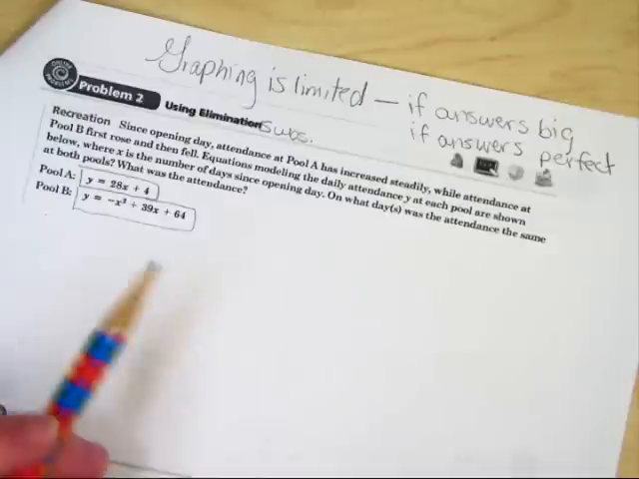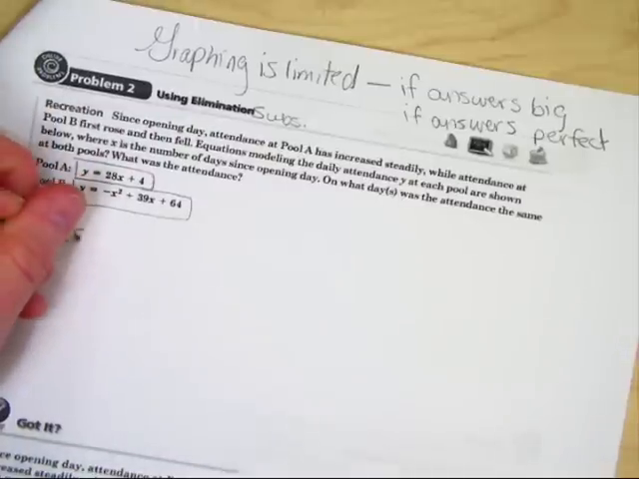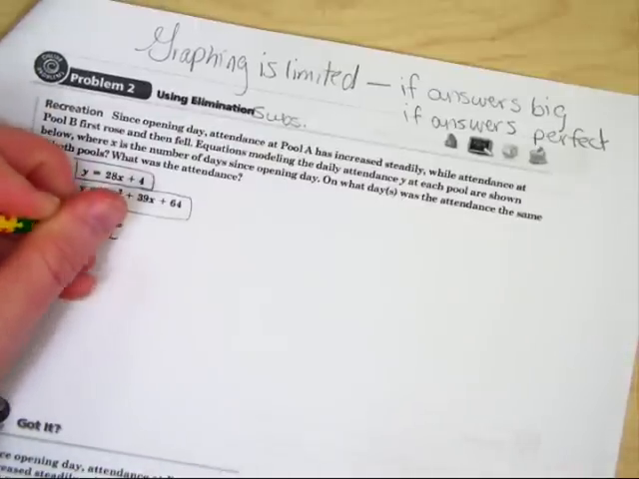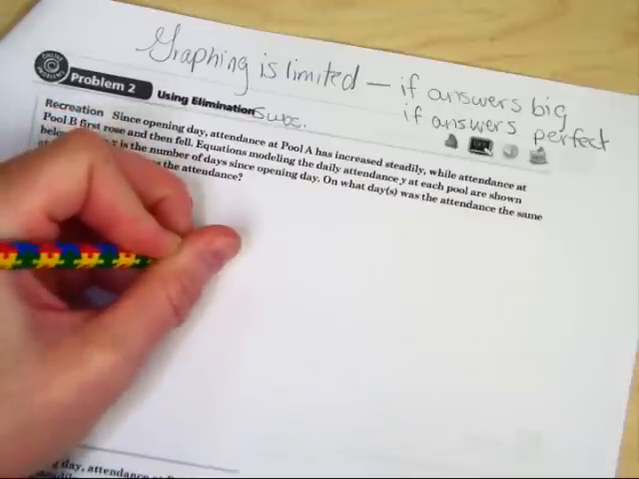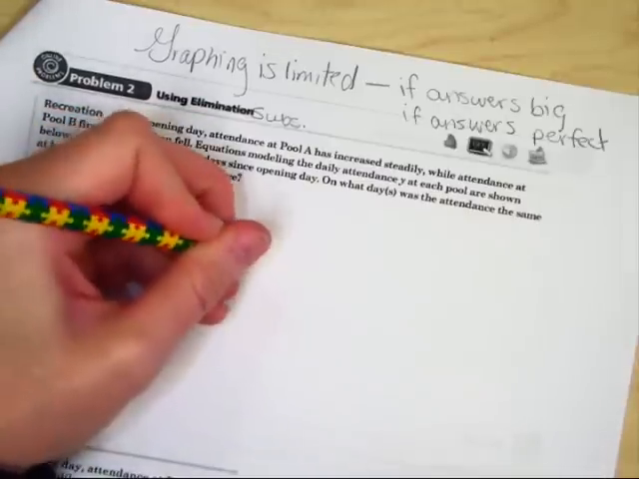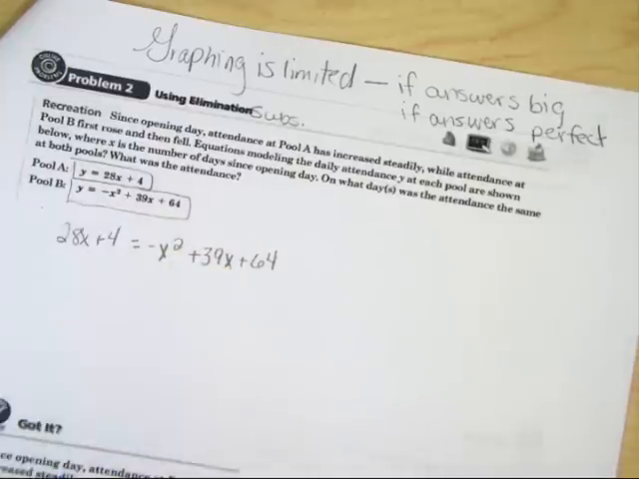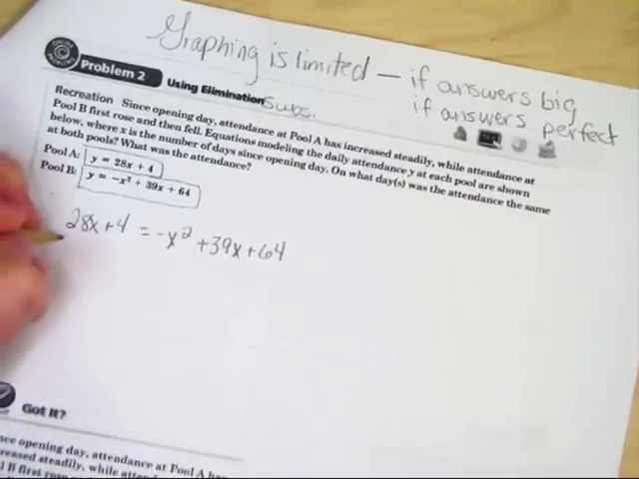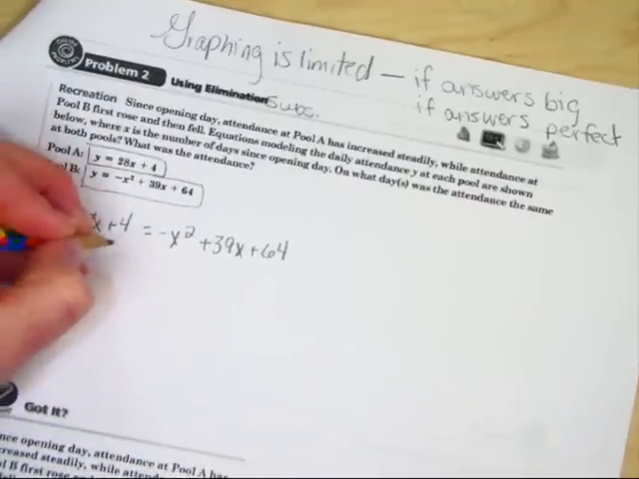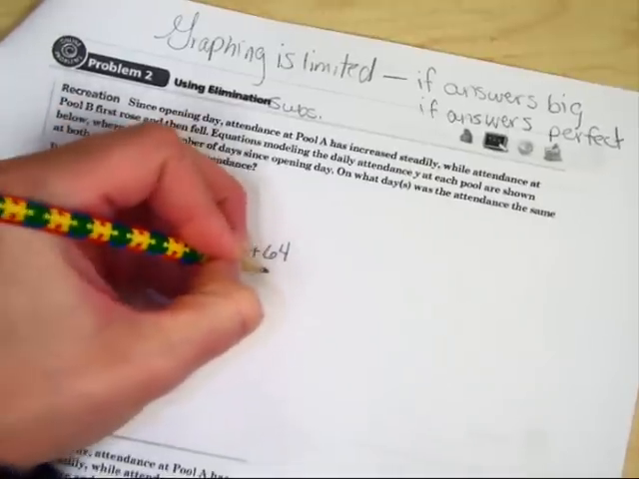First of all, are they both y equals? Yes. Second, set them equal to each other. Now that you have them both set equal to each other, remember anytime you have an x squared, you want to set it equal to 0. So I'm going to take away 28x, and I'm also going to take away 4. Take away 28x, take away 4.